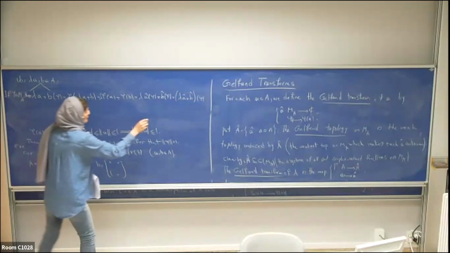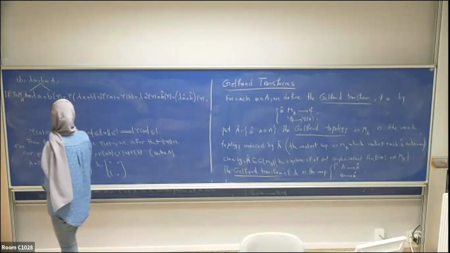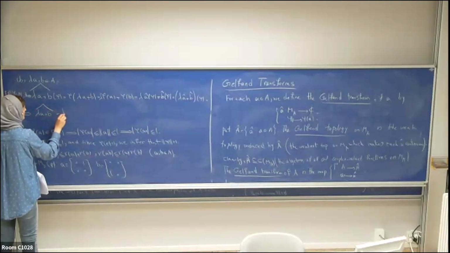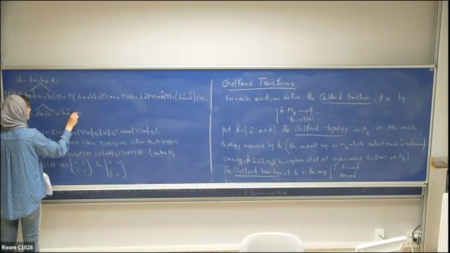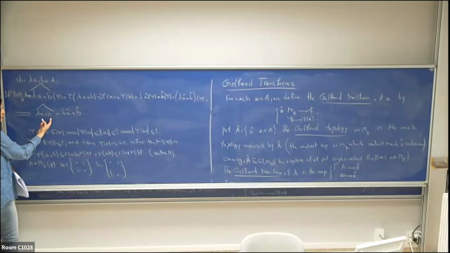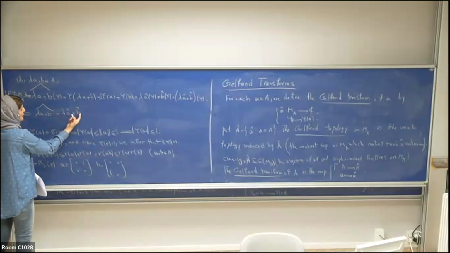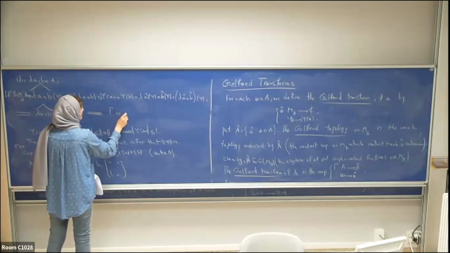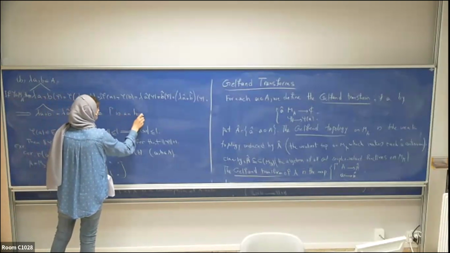Then this function should be the same. I mean that the hat of lambda a plus b is lambda a hat plus b hat, or gamma of lambda a plus b is lambda gamma of a plus gamma of b. So the Gelfand transform is a homomorphism.